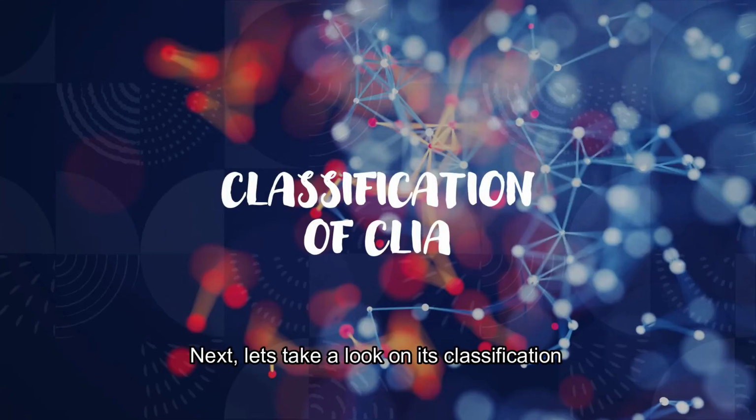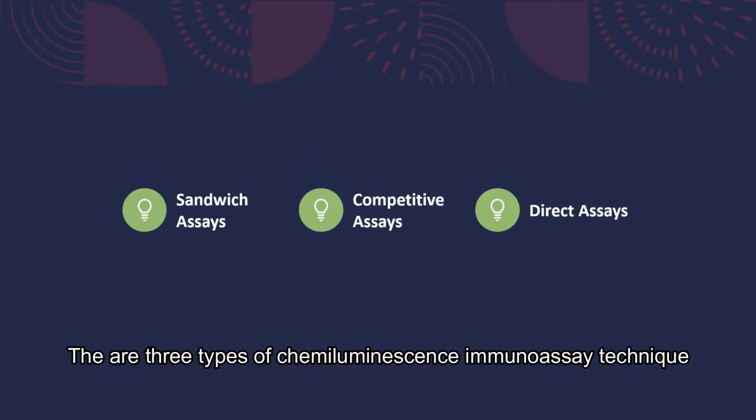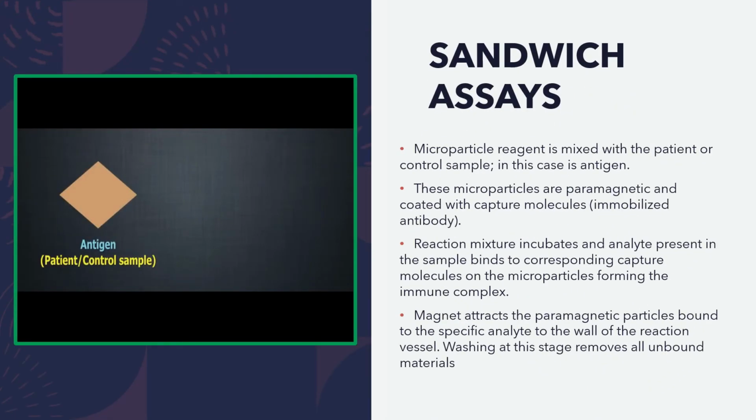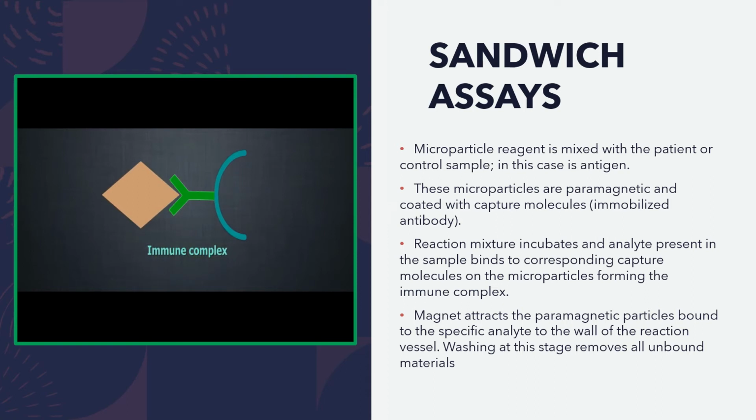Next, let's take a look at its classification. There are 3 types of chemiluminescent immunoassay technique. Sandwich assays: microparticle reagent is mixed with the patient or control sample. These microparticles are paramagnetic and coated with capture molecules, which is immobile antibody. The reaction mixture incubates, and the analyte present in the sample binds to the corresponding capture molecules on the microparticle, forming the immune complex. A magnet attracts the paramagnetic particle, now bound to the specific analyte, to the wall of the reaction vessel.